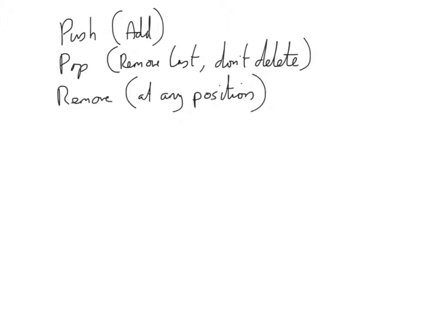So far we've seen adding and removing: push, pop, and remove. So push is just an add, pop is removing the last one without deleting, remove can be removing at any position and actually removes from memory. The only other item that we need to worry about in a list array is actually to get a value at an index.